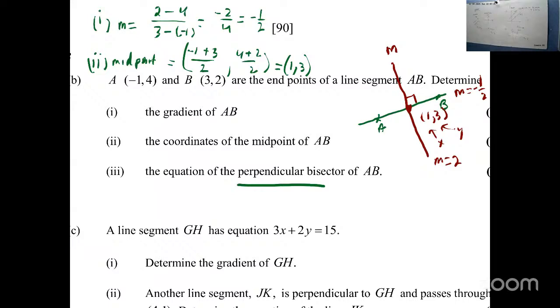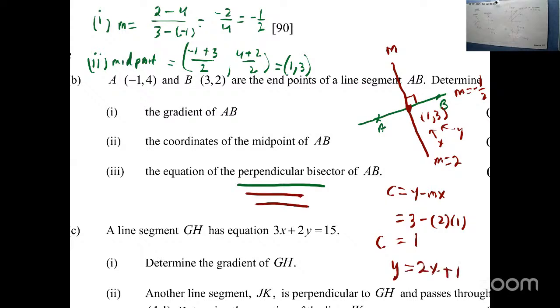So how do we find c now? c is equal to y minus mx. y is 3, m is 2, x is 1. So when you work it out, you will get c is 1. All right? So your final answer is y equals 2x plus 1. That is the answer for the perpendicular bisector.